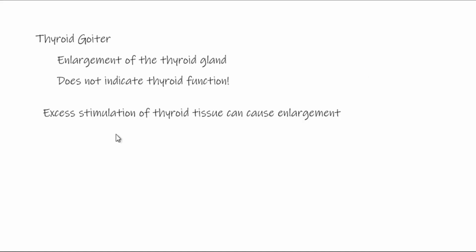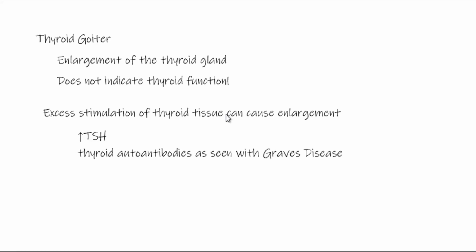So this is a good time for us to talk about goiter because we've seen goiter both in hyper and hypothyroid states. Goiter simply means an enlargement of the thyroid gland. It tells us nothing about the functioning of that gland. Excess stimulation of the thyroid tissue can cause enlargement. So we can see that with an elevated TSH, or we also saw that with the thyroid autoantibodies that bound to TSH receptors, such as with Graves' disease.